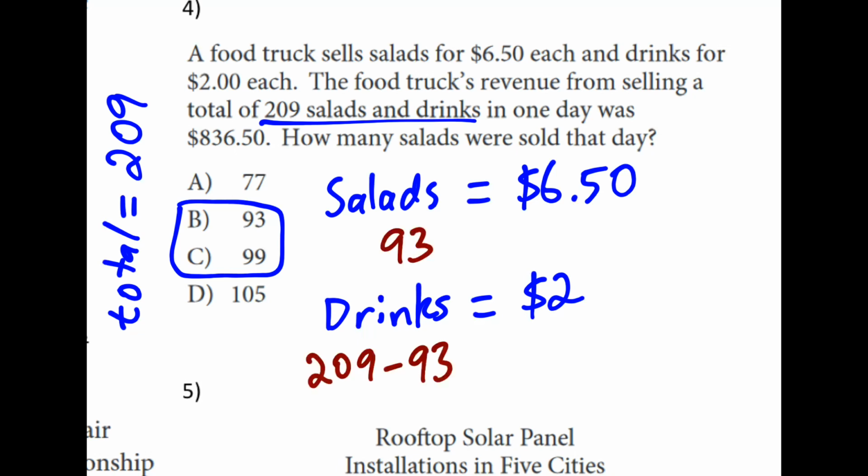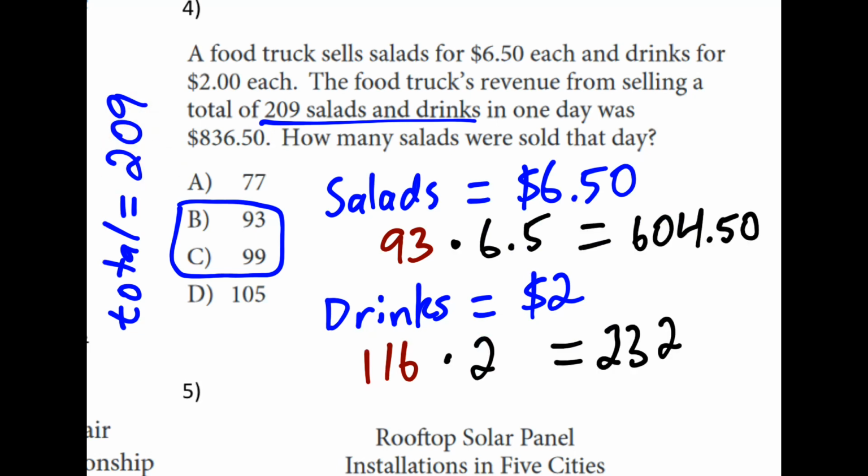If we had 93 salads, well, drinks would have to make up the rest of that 209. So 209 minus 93, that would be 116 drinks, because combined, salads and drinks, we have a total of 209. If we multiplied those by their prices, $6.50 and $2, our revenue from salads was $604.50, and our revenue from drinks, $232. If you add those together, you do get a total revenue of $836.50. So we got the answer on our first try by using this guess and check method.